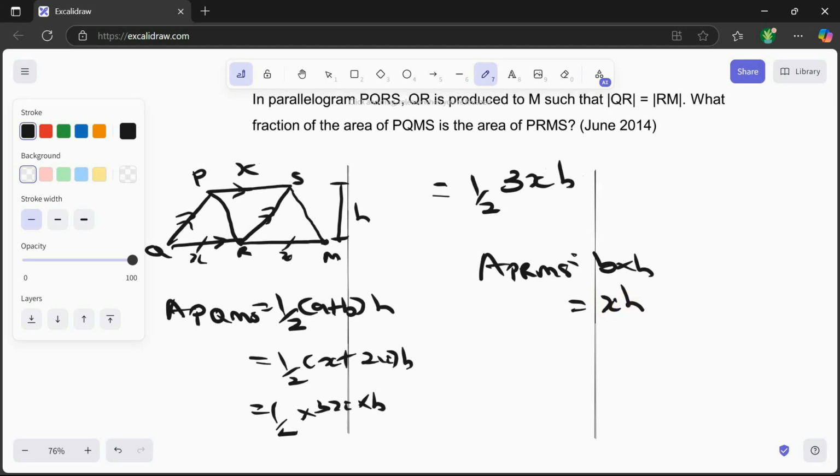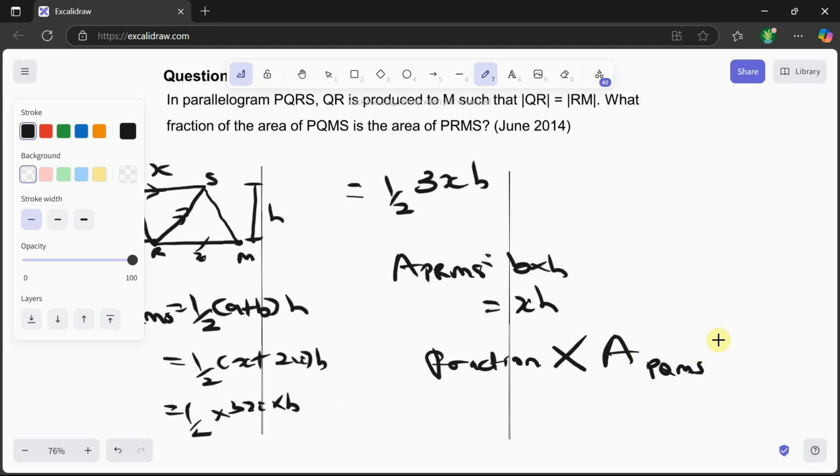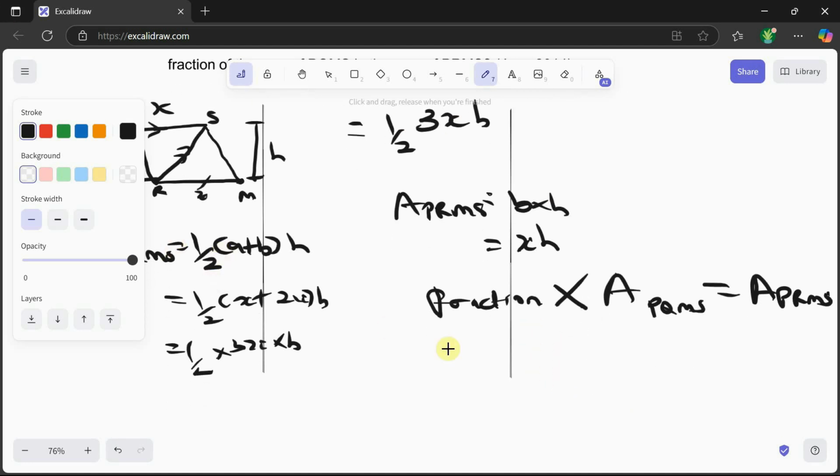It now says what fraction of the, so this is a word problem. When I see a word problem like this, I'll just say fraction of is multiplication of the area of PQMS, is equal to the area of PRMS. This is the way I actually solve word problems. Of means multiplication, is means equal to. Once you know those two things, you can never be wrong. So I'm trying to find a fraction, so I'll just say fraction is what I'm looking for, times the area of PQMS.